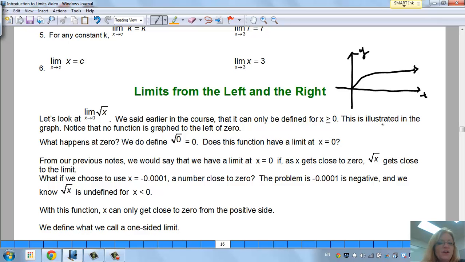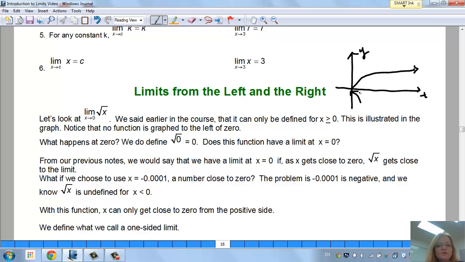This is illustrated in the graph. Notice that no function is graphed to the left. So here this function does not exist. Well, what happens at 0? We define radical 0 equals 0. Does this function have a limit at x equals 0? Basically they want to know, does it have a limit right there, right at the beginning point of that?